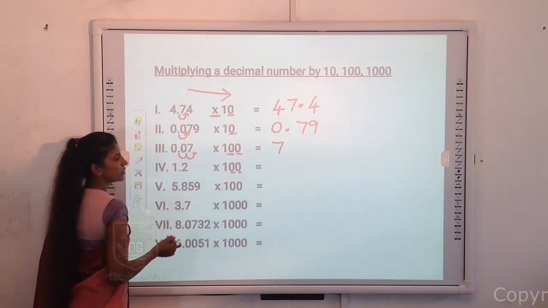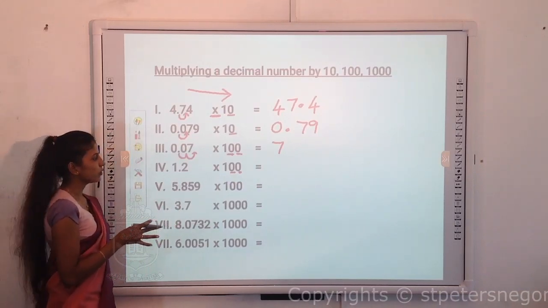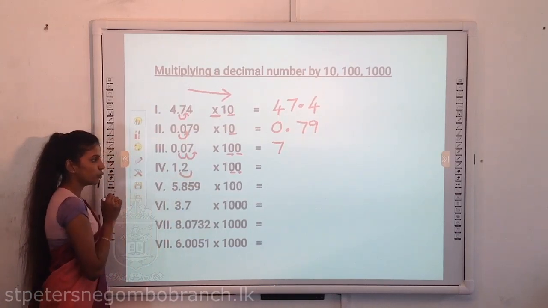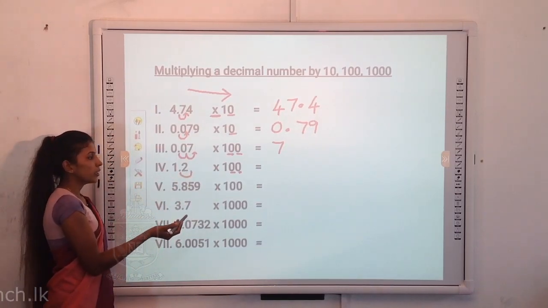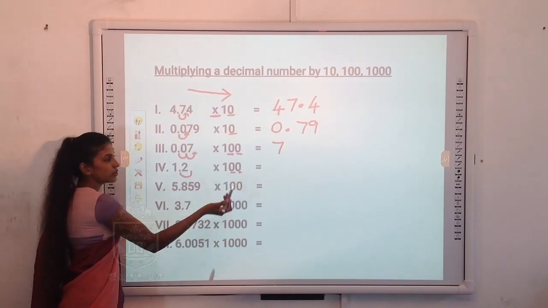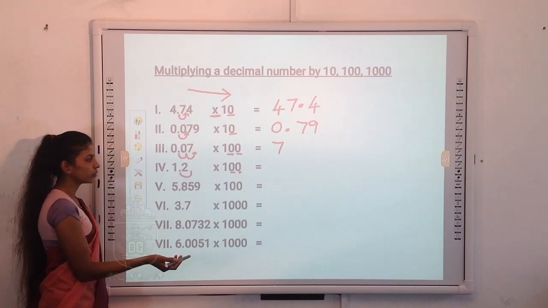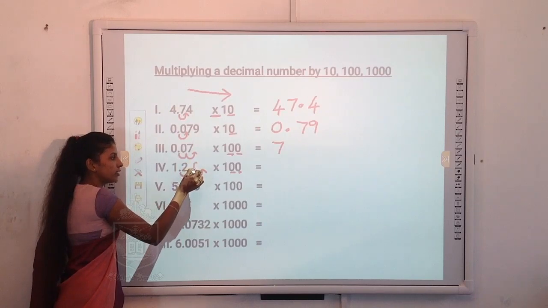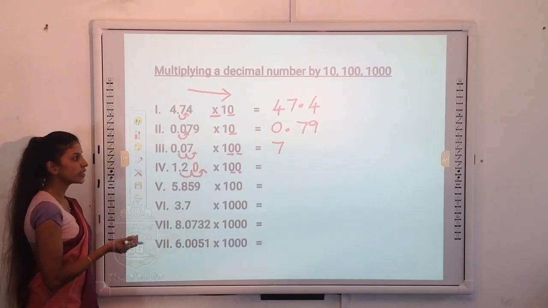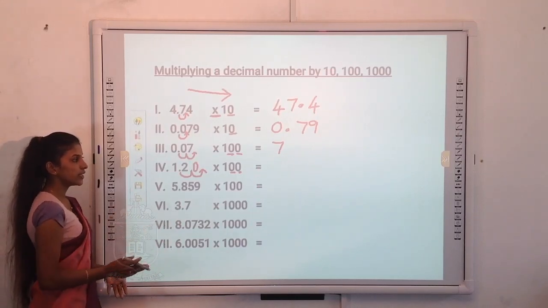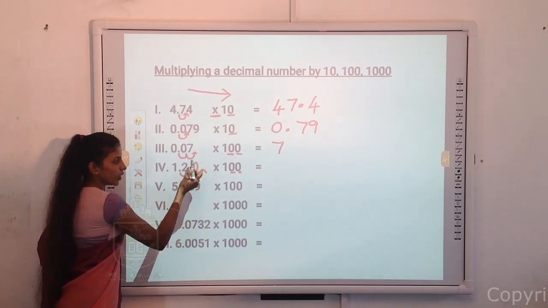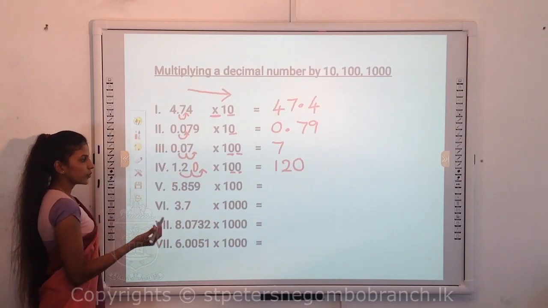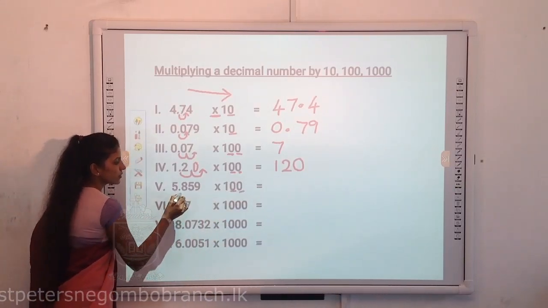Next, again you have 2 zeros. Therefore you have to take 2 moves. Now look at this. When you are taking 2 moves, you don't have numbers here. 1 move, but you don't have any numbers to move. But you have to take another move because you have 2 zeros. So what is the next step? If you have values like this, you have to add a 0. If you don't have any numbers, add zeros while you are taking the moves. So 1, 2, a 0 is added. Final answer is 120. So here 2 zeros, 2 moves.